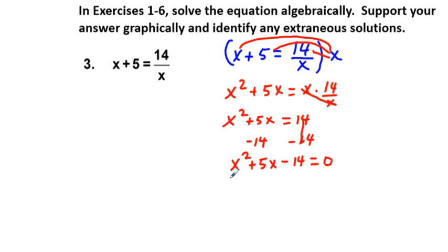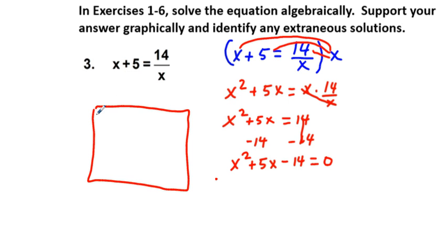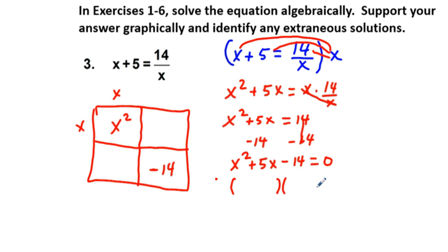We can use the quadratic formula, but I'll just go ahead and draw a box over here. Whenever I'm rusty with factoring a quadratic trinomial, we'll put x squared in the upper left and negative 14 in the lower right. So the factors of x squared are x and x. We know that. So we have x, x.